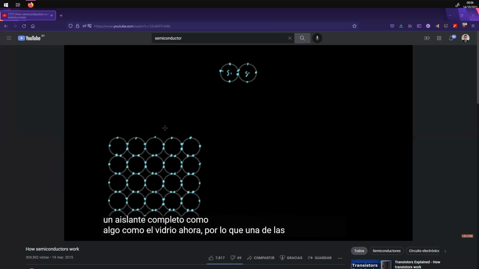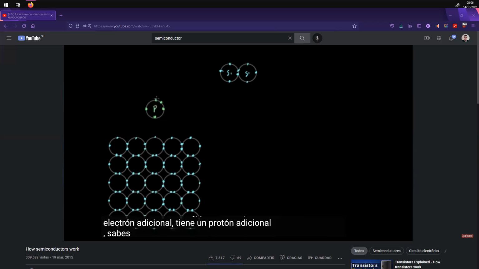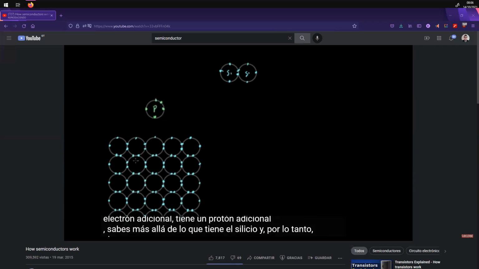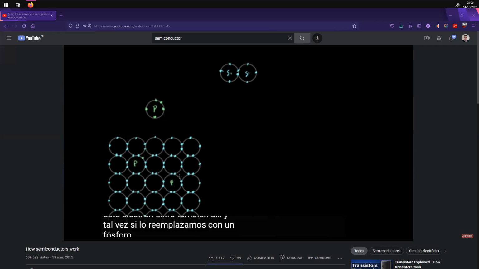So one of the impurities that's commonly added to silicon is phosphorus. And phosphorus has 5 electrons, so it has 1 extra beyond what silicon has. If we replace this atom here with a phosphorus atom, it'd still bond to the 4 adjacent silicon atoms just like this, but it would have this extra electron in there as well. And maybe if we replace this with a phosphorus, it would have an extra electron there. And if this were a phosphorus, it would have an extra electron there. And so we have these extra electrons that we're introducing into this silicon crystal.